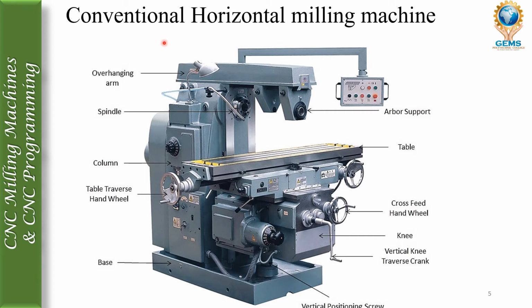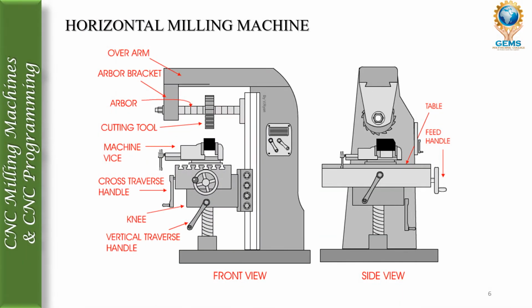You can see the actual conventional horizontal milling machine. You can see how the spindle is located here, horizontally towards the workpiece. Now you can see the animation of the horizontal milling machine, how it is working. This is the tool, rotating horizontally towards the workpiece. This is the side view and this is the front view.